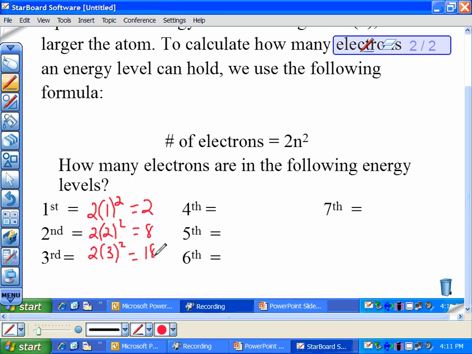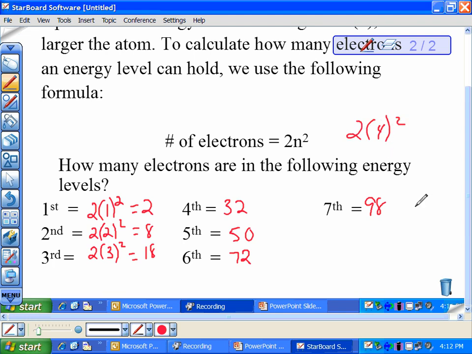So you probably learned 2, 8, and 18 in middle school. 4 squared is 16, 16 times 2 is 32. 5 squared is 25, 25 times 2 is 50. 6 squared is 36, 36 times 2 is 72. And then 7 squared is 49, 49 times 2 is 98. So if you were asked on your quiz the maximum number of electrons that a certain energy level can hold, the maximum number, you would just replace the n with the energy level. So if I gave you the 4th energy level, you would change that to a 4, and you square it first, and then multiply it by 2.